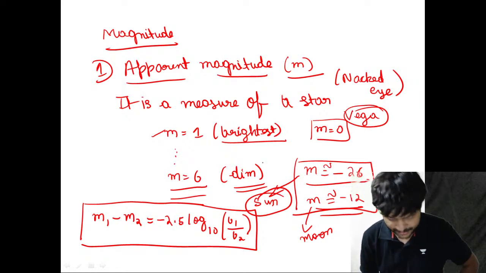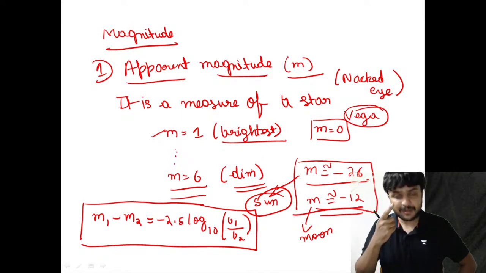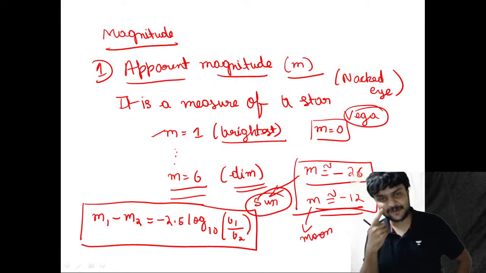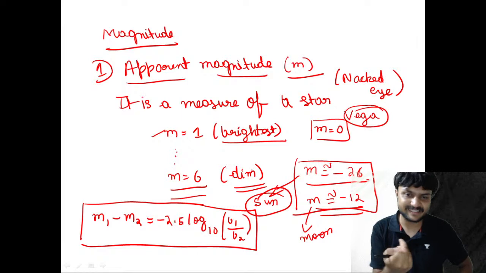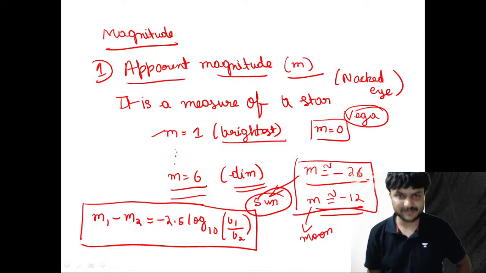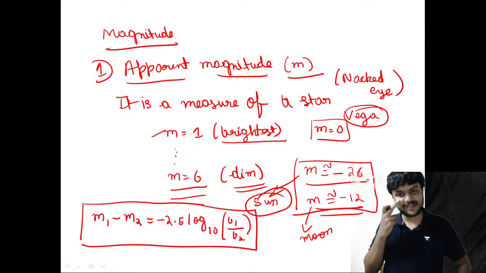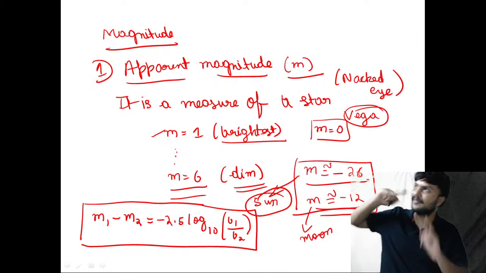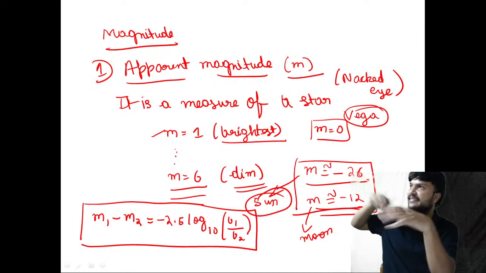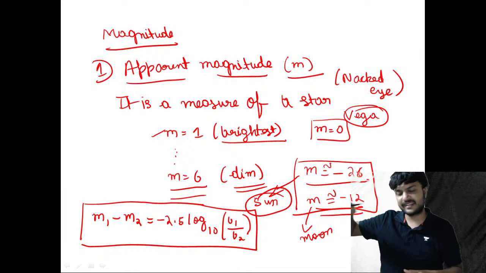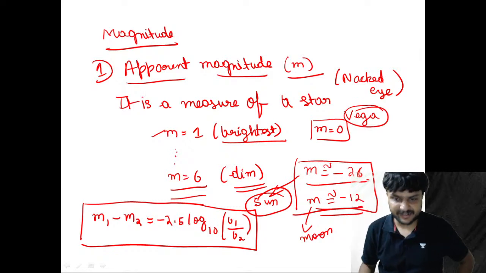Why did we use a logarithmic scale? Because our eye response curve works with the logarithmic scale. That's the reason logarithm is used in this particular context. Because if you look at the way the eyes look at an object and how they understand, they follow this particular trend.